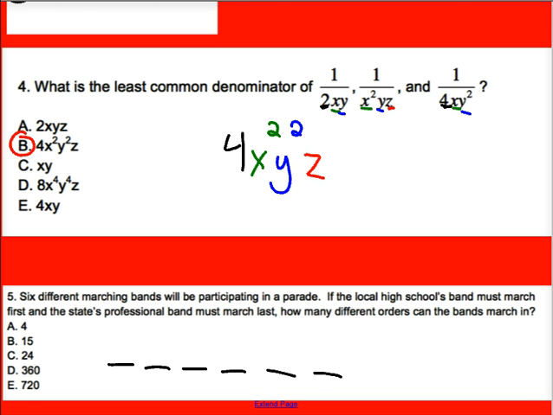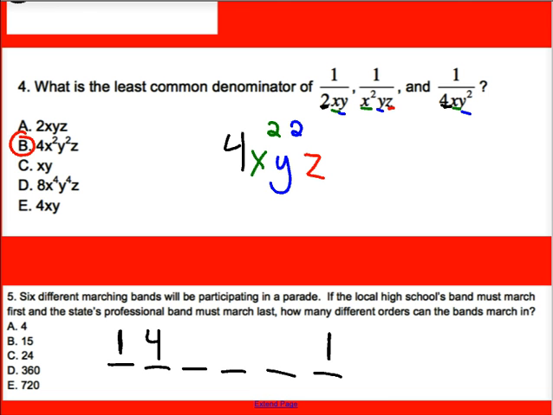Now the first spot only has one choice. It has to be that particular band. Same thing with the last one, it only has one choice. So those are already pretty set in stone. The only thing that's changing are the ones in the middle. So I'm going to run through the choices. How many choices do I have for the second band? Well, there's only 4 left to choose from.